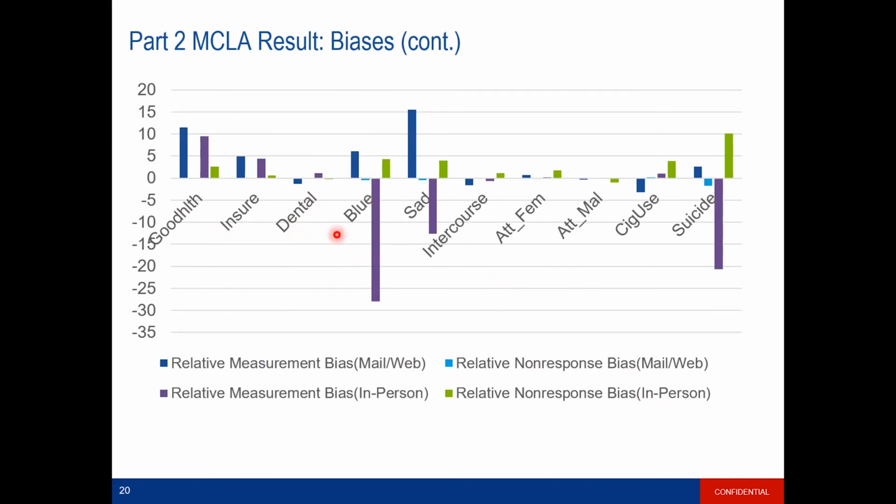The most outstanding errors you are seeing here probably is the purple bar, which is the relative measurement bias for the in-person interviews. As you can see that the measurement bias for in-person interviews actually are higher than the mixed mode in general. And for non-response bias, also, the green bar is much higher than the blue bar, as you can see from the chart, which means that the relative non-response bias from the in-person sample is also higher than the relative non-response bias for the mixed mode.